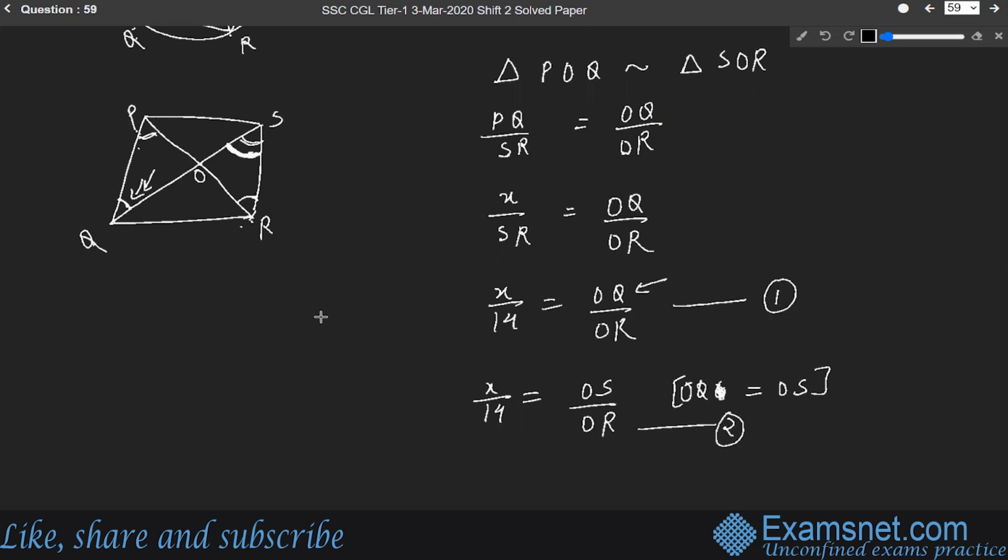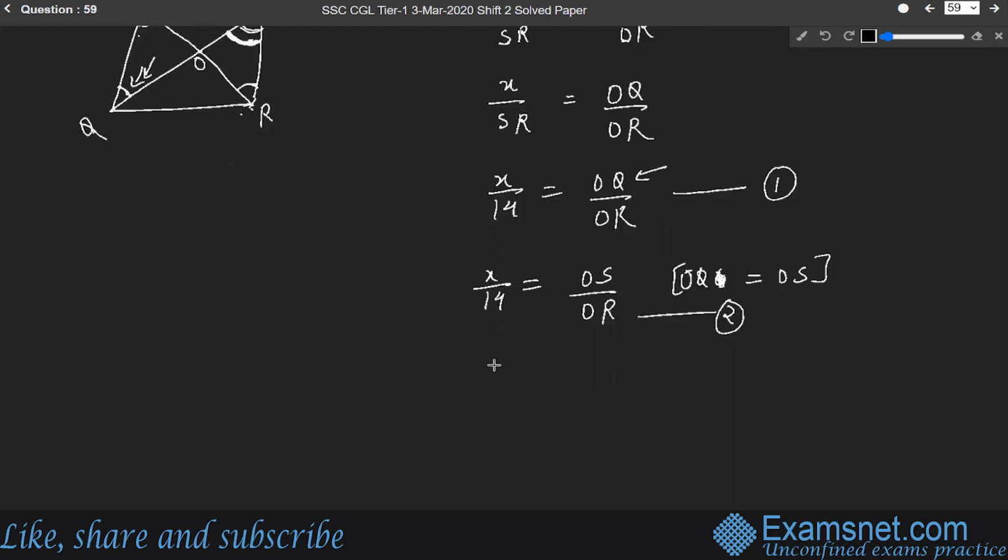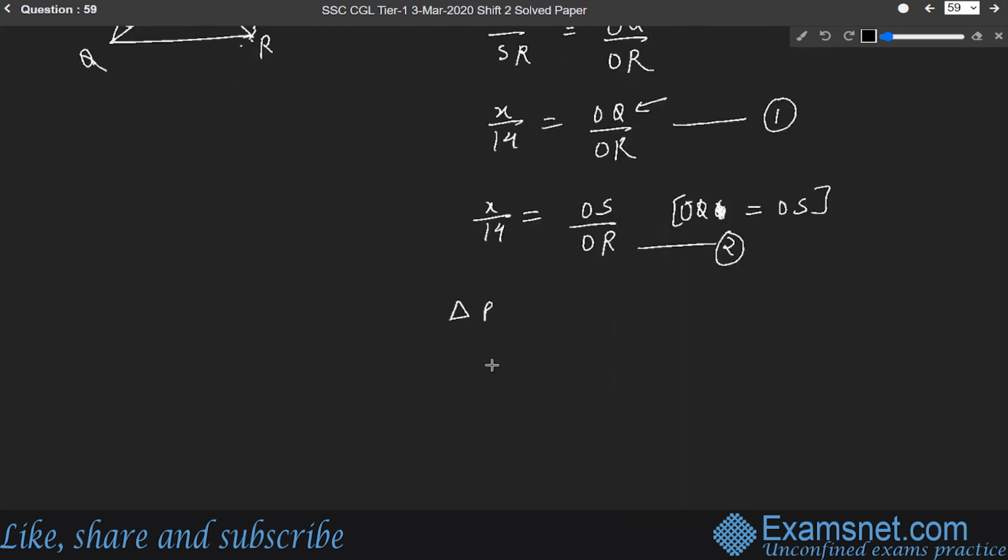All right. Again, if we look at the diagram, you can see that the triangle POS and the triangle QOR are also similar triangles. Okay. So triangle POS is similar to triangle QOR. Again, since both the triangles are similar, their corresponding sides will be in equal proportion. Okay. And why are they similar? Because their corresponding angles are equal. We have already proved this. All right. So their corresponding sides will be in equal proportion.